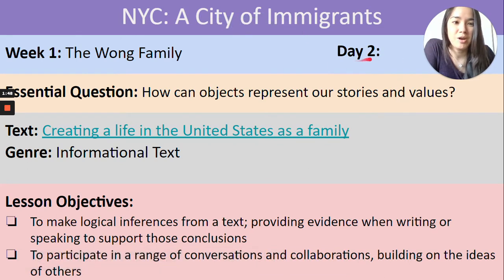We are on day 2 of our unit, New York City, a City of Immigrants. We are with the Wong family, who we learned about in the first session. Our essential question is the same: how can objects represent our stories and our values? Last time we talked about objects, just a thing, could be big, small, special, ordinary, can be food. And we're going to talk today again about how they can represent our stories and our values. Our text today is titled Creating a Life in the United States as a Family.